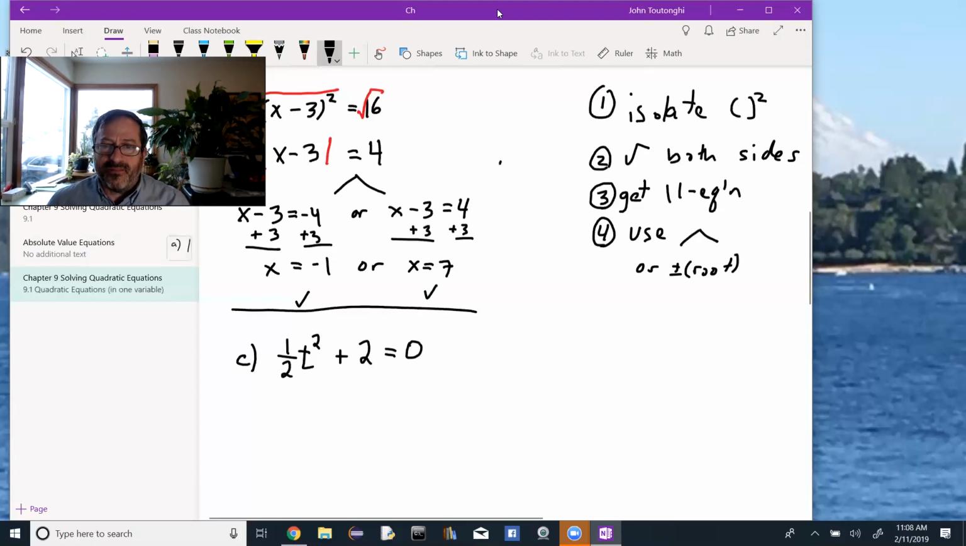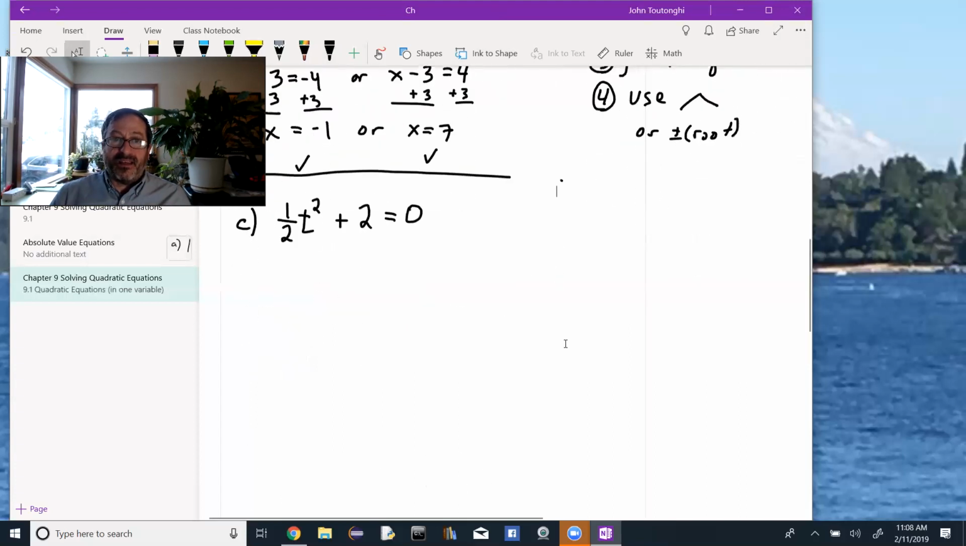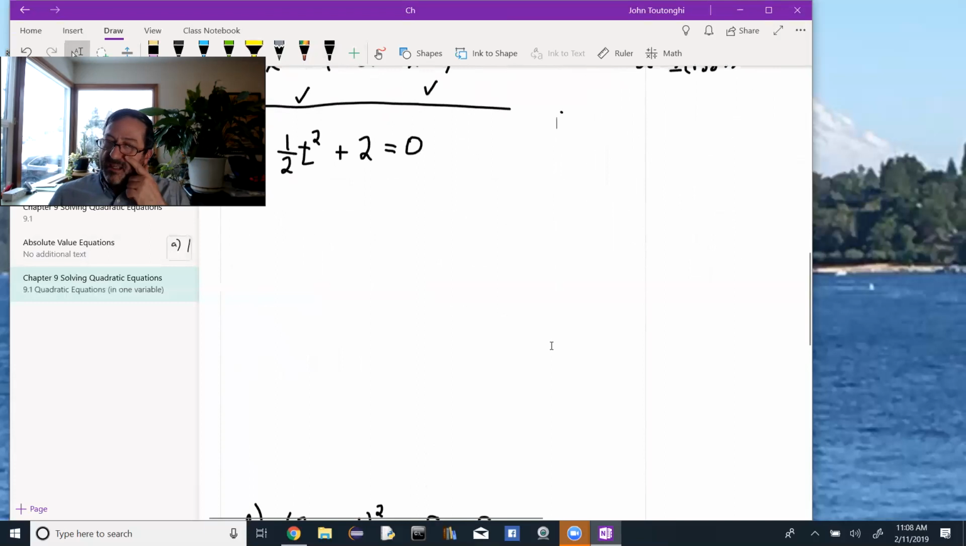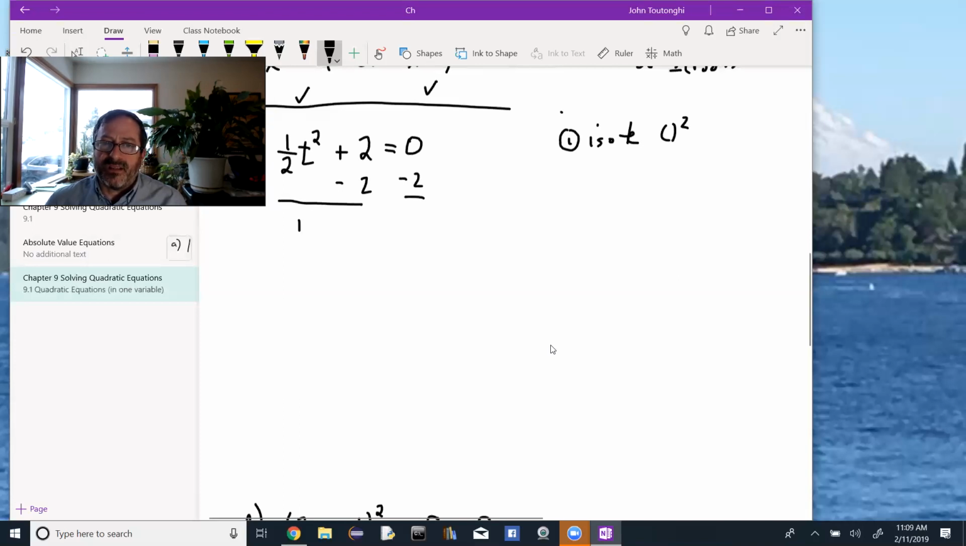Okay, last one. On this set, I think, maybe I have one more below it. Yep, I do. The next one then. Again, is it a perfect square quadratic? Yes, because there's only a t squared. There's no middle t term. So I need to isolate the t squared, or the thing that's being squared. I can do that by subtracting 2. And get 1/2 t squared equals -2.